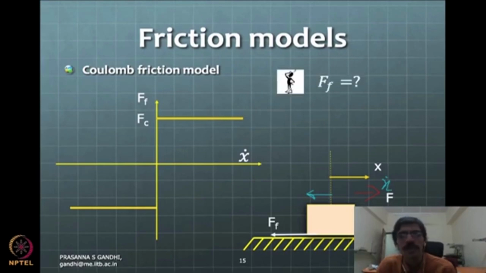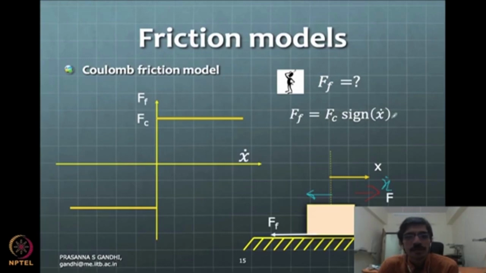You pause here and develop this equation, and then see that. So FF is FC signum of x dot. FF should actually be negative here. You can put this sign negative because it is in the opposite direction to force F here. So negative of this signum of x dot. So x dot is in this direction, then friction is in the negative direction to x dot.